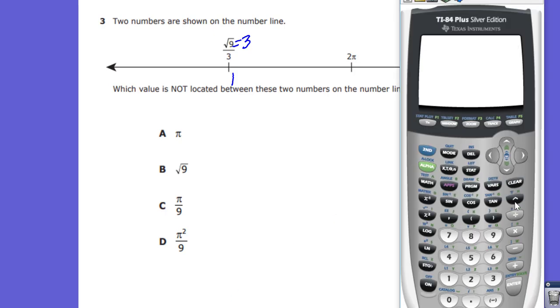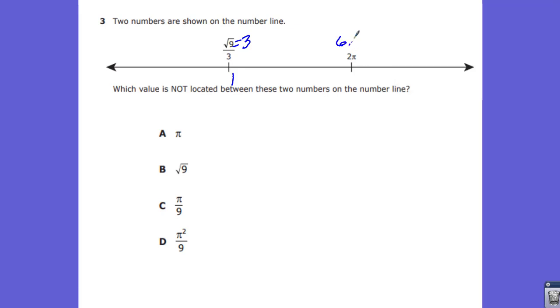Okay, so right above this key right here, what we call the caret key or the exponent key, there's a pi. Okay, so if we were to type in 2 and hit second exponent key, pi, we get basically 6.3. Okay, so I can say that this one is 6.3. So I've got 1 and 6.3. What numbers are between 1 and 6.3?